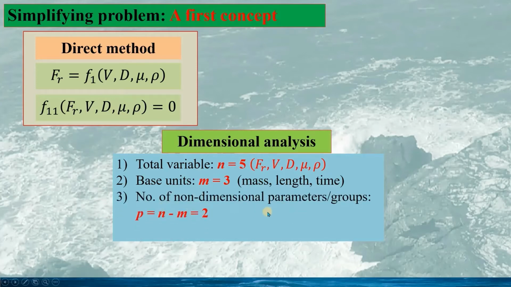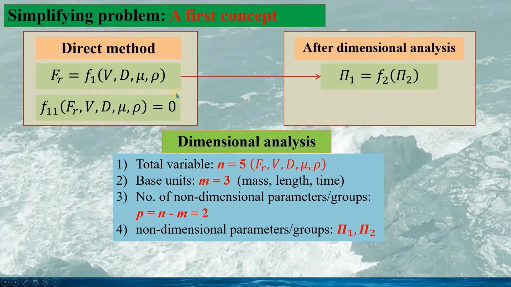The number of non-dimensional parameters would be p equals n minus m, equaling 2. Therefore, we have 2 non-dimensional parameters in this dynamic system. After dimensional analysis, the function would be reduced to this: the non-dimensional parameter pi 1 is a function of the non-dimensional parameter pi 2. Or similarly, we have a function f22 of the non-dimensional parameters pi 1 and pi 2 equals 0.